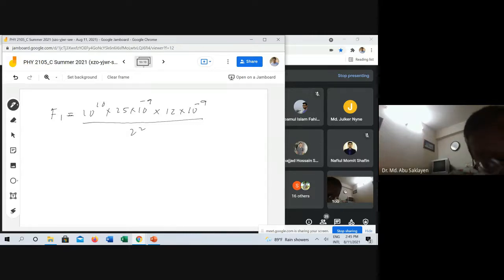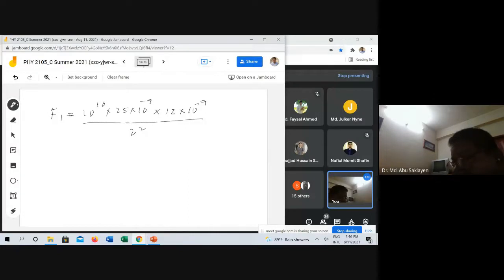I wrote it. So what it will be? It is 18, na? And 25 into 12, it will be 300. 300 divided by 4, 75. 75 into 10 to the power -8. Is it? -75 into 10 to the power -8. So 7.5 into 10 to the power -9.